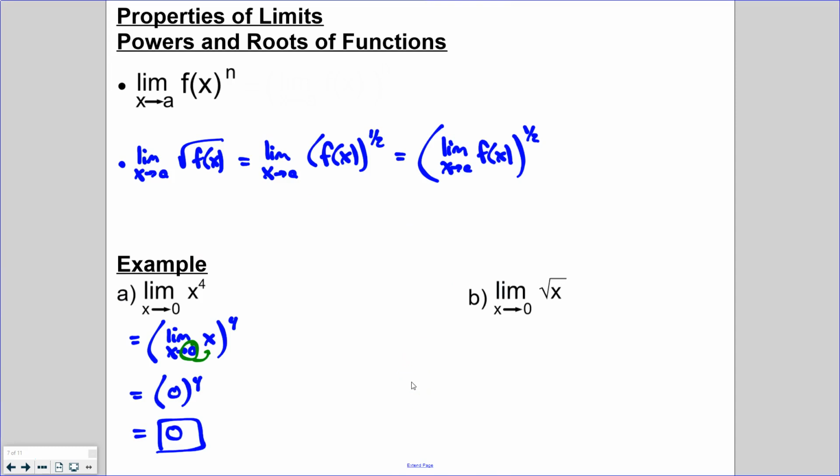The next example we're going to look at is the limit as x approaches 0 of the square root of x. This is a similar situation to what I described above, so we can rewrite this as the square root of the limit as x approaches 0 of x. Since we're taking the limit of a variable, we can just apply direct substitution. This ends up being the square root of 0, and we know the square root of 0 is 0. Done.